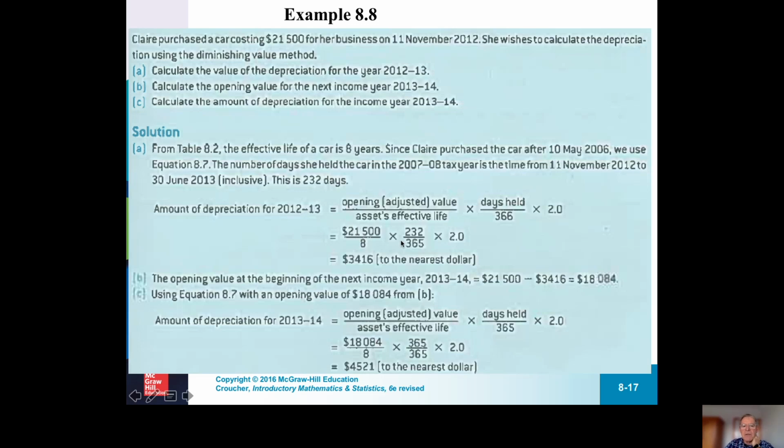So we plug the data in, work out how long we've had it to the end of the 30th of June, 232 days, divide by 365, multiply by 2. And we've got the depreciation for that first period. For the second year, opening balance minus depreciation for that year will give us the new balance to bring forward, 18,084 divided by 8. Got it for a full year, multiply by 2.